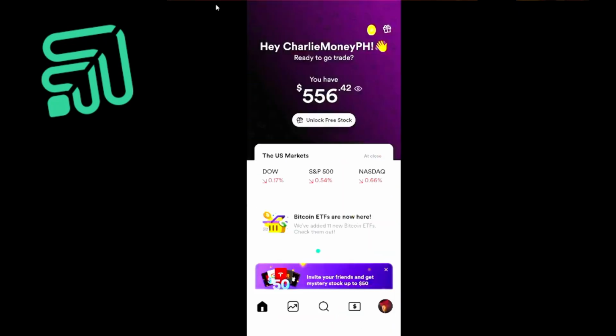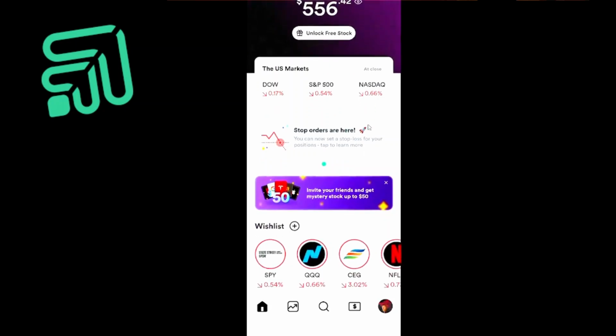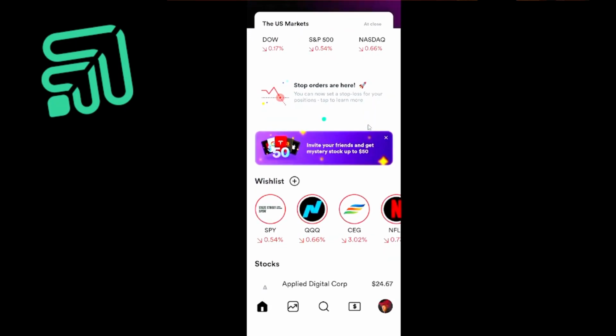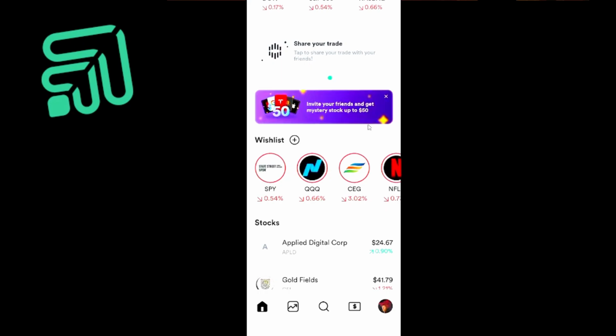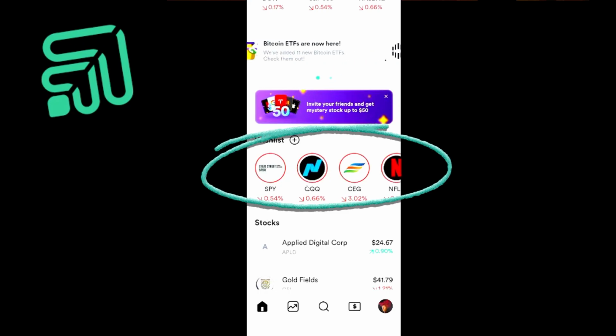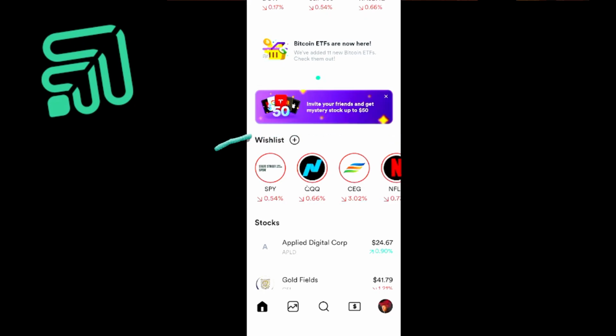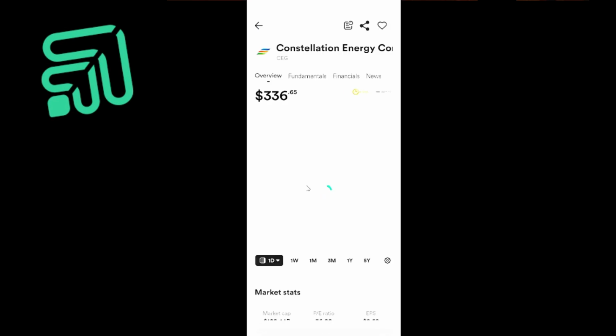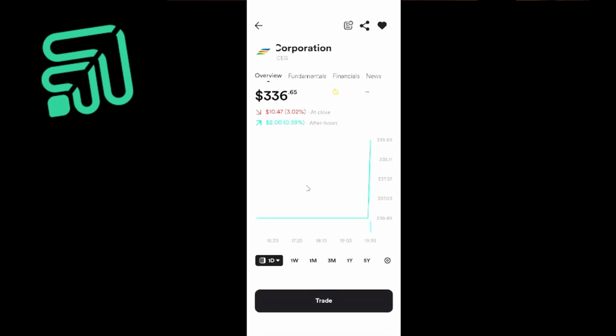But anyway, let's go back again to the home, and then what else? Of course, you have your invite, etc. And then here, the wish list. The wish list is basically you will choose wish list. It's easy. Let's say you go to CEG, that's a Constellation Energy Corporation stock. At the right corner, there's a heart. So if you unheart that, that's no longer part of your watch list. They put it as wish list, but that's watch list.